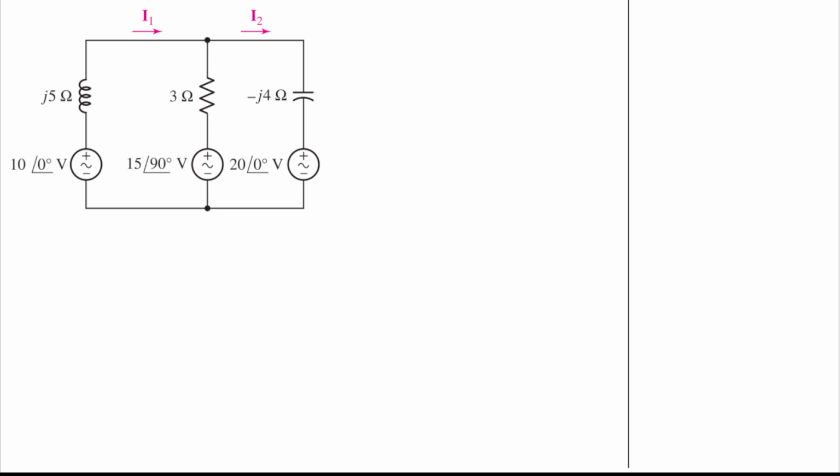Okay, in this video, I will explain how to find I1 and I2 using mesh analysis on this AC steady state circuit. So our goal here is to find I1 and I2, and we need to use mesh analysis.